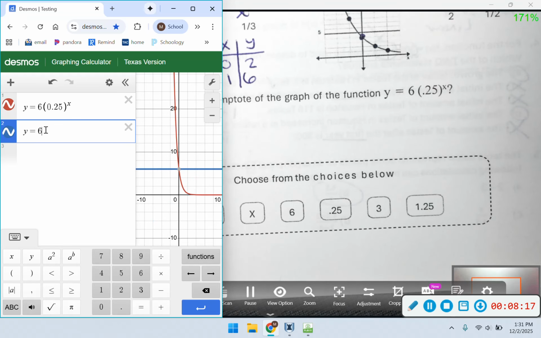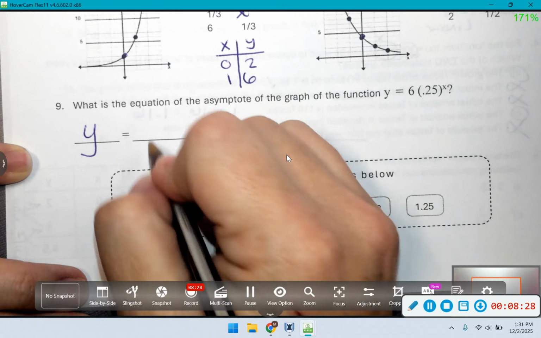And say you thought it was 6. Well, that is not where it flatlines. That's not where it turns into the ground, okay? So that's not my answer, but if I try 0, that is where it flatlines and they merge together. So it looks like they merge together. So it's y equals 0.